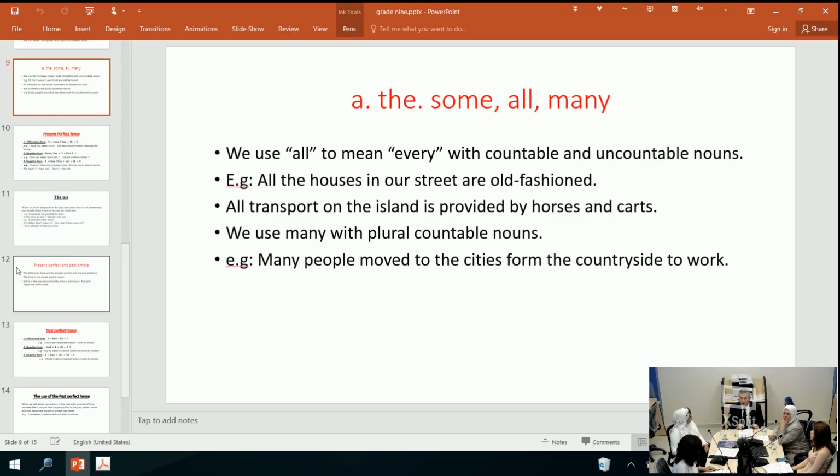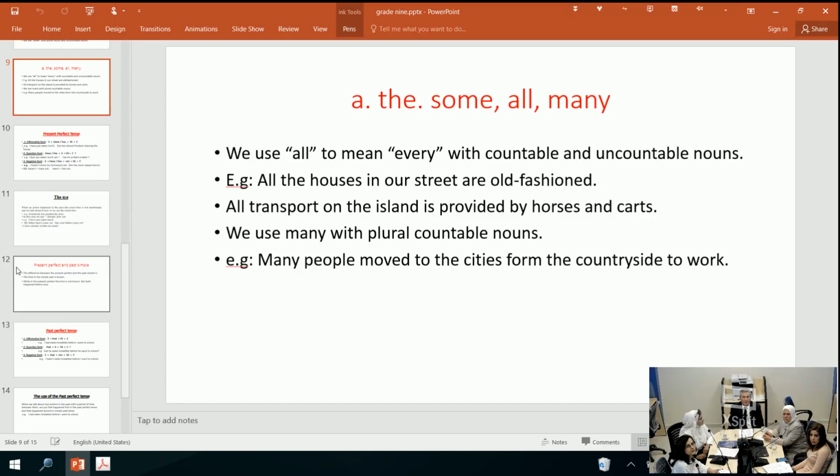Example, all the houses in our street are old-fashioned. This is countable. Houses are countable, so it is are old-fashioned. All transport on the island is provided by horses and carts. Transport here is uncountable, so the verb followed is. Thank you. Miss Hanadi, many. We use many with plural countable nouns. For example, many people move to the city from the countryside to work.